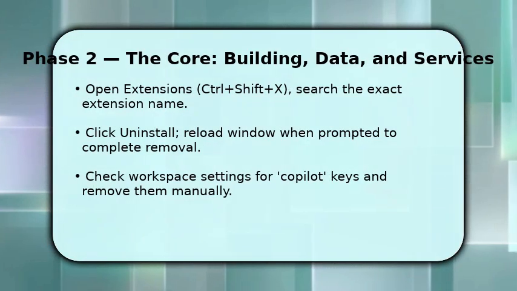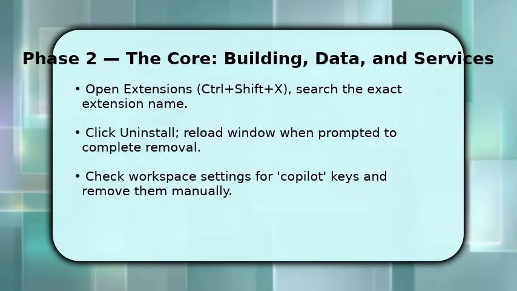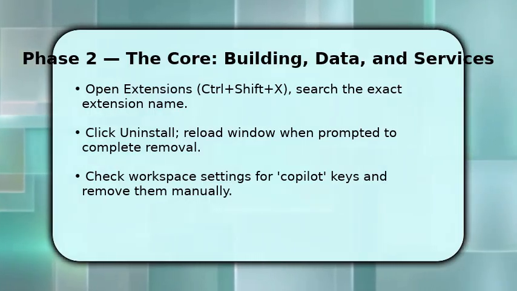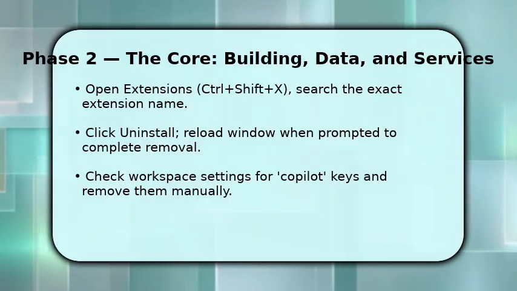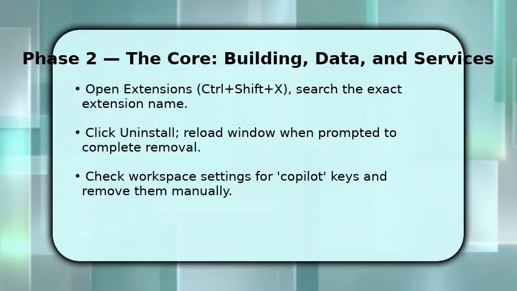You now remove Copilot. Open extensions with Ctrl+Shift+X, search the exact extension name you identified earlier, and click Uninstall. When VS Code prompts to reload the window, accept it. This finalizes the extension shutdown and clears active services.